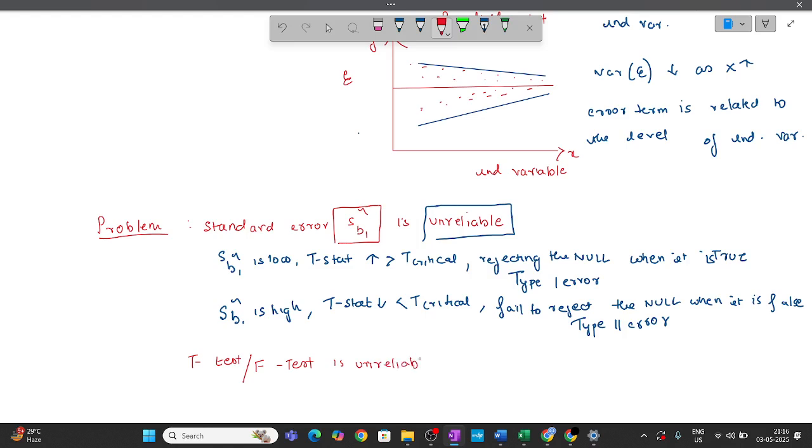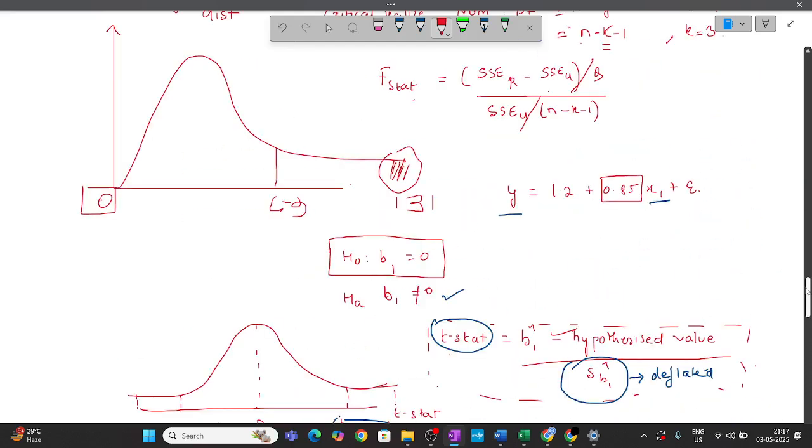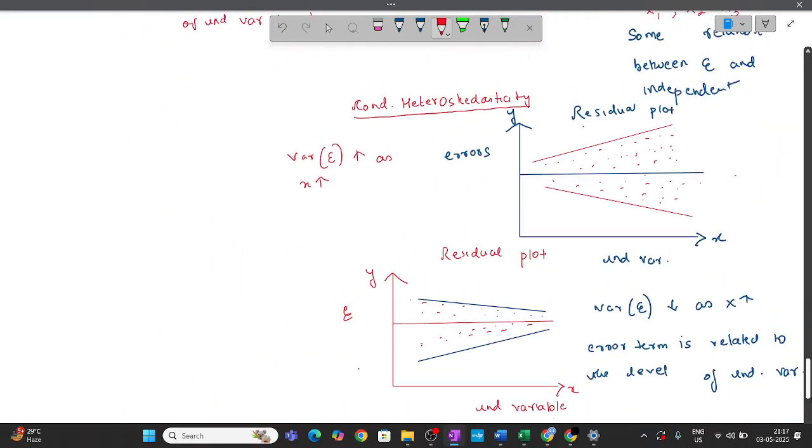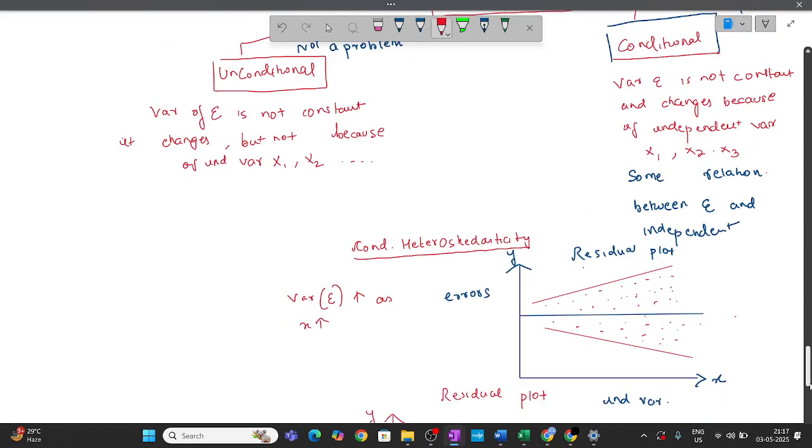but there is no impact on the coefficients. स्लोप कोएफिशिएंट अगर है, ओके, तो ये बीटा वन हैट ये 0.85 ठीक है, this is okay, बट ये स्टैंडर्ड एरर सब बेकार, ठीक है ना। तो it could be inflated or deflated, it could be low or high. तो मेरा जो भी टी टेस्ट एफ टेस्ट होगा वो सब अनरिलायबल होगा। गाइस समझ में आया? गाइस आर वी गुड? कोई प्रॉब्लम?